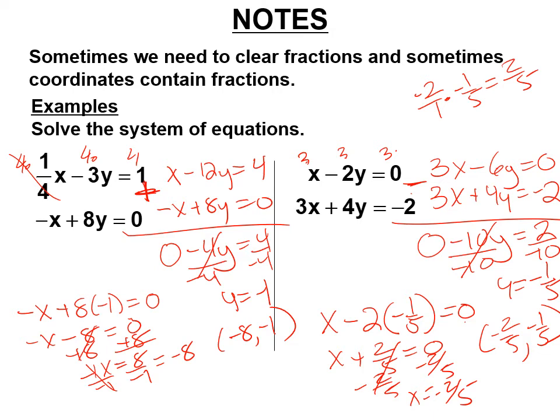These are all coming out nice in whole numbers or integers, positive and negative whole numbers, because Mr. Ben is writing them that way because we're learning how to do it. But it can absolutely have decimals and fractions in your coordinates.